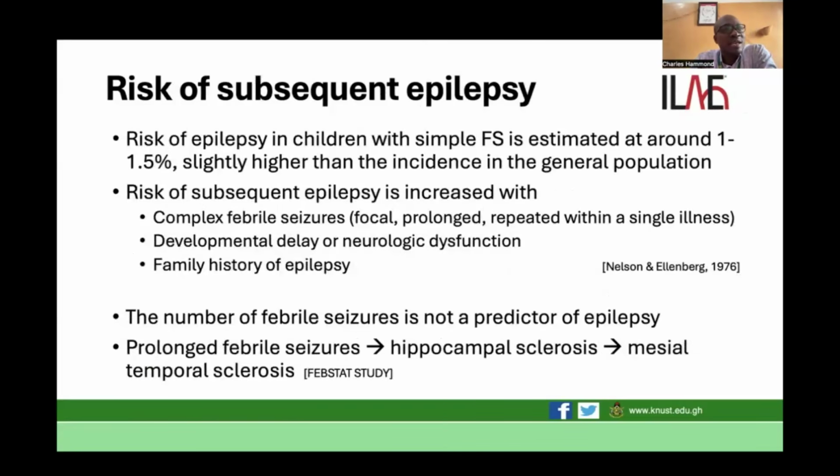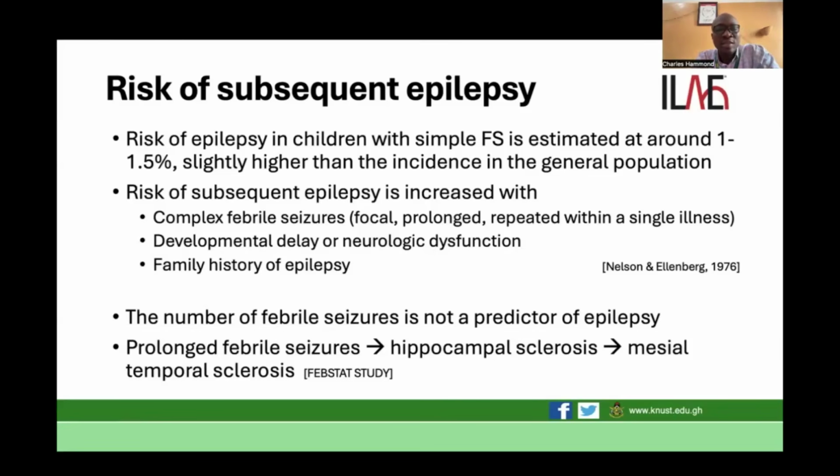So the risk of subsequent epilepsy: we just talked about the risk of recurrence of the febrile seizure. Now we are talking about the risk of subsequent epilepsy. For children with simple febrile seizure, it is estimated that they may develop epilepsy later on in life at just slightly increased rates than the normal population. So the risk of epilepsy is estimated to be around 1 to 1.5%, just slightly higher than the incidence in the general population, which is 0.5%.